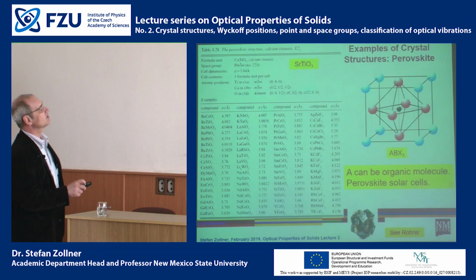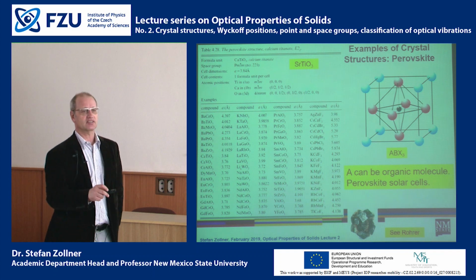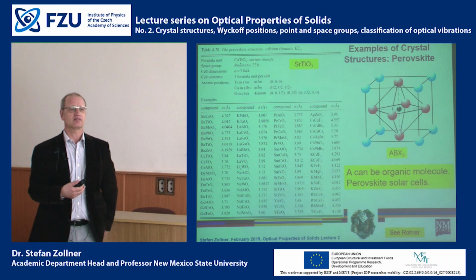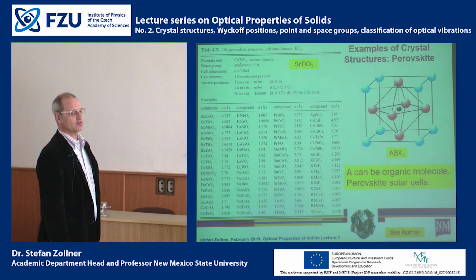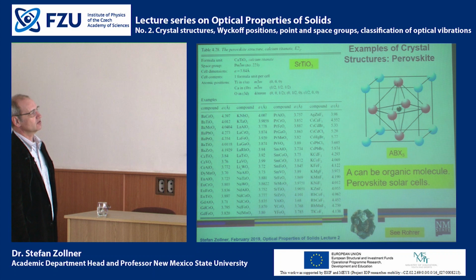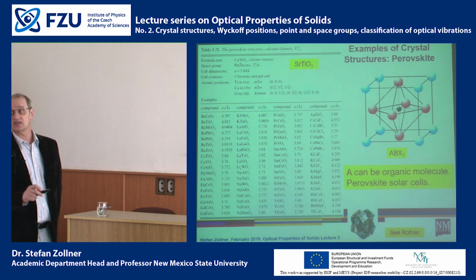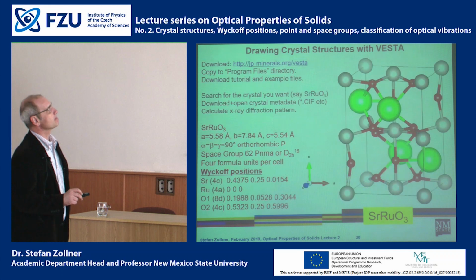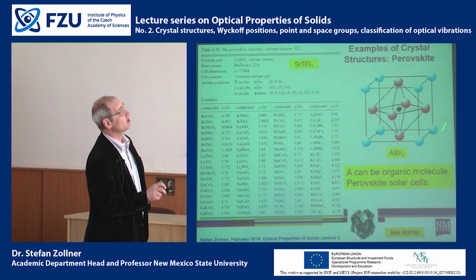And another example is perovskite, strontium titanate, as an example of a perovskite. Perovskites have become of interest recently because instead of putting strontium here, you can put an organic molecule, and some of these perovskites with organic molecules make very good solar cells. And again, you see there's a huge number of perovskite crystals. How do you draw pictures like that?